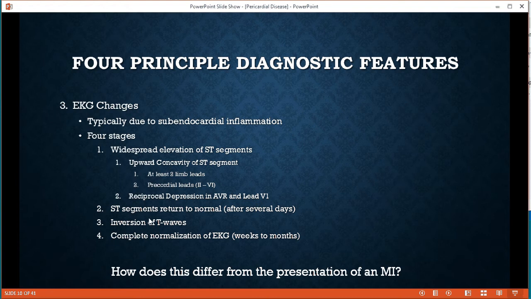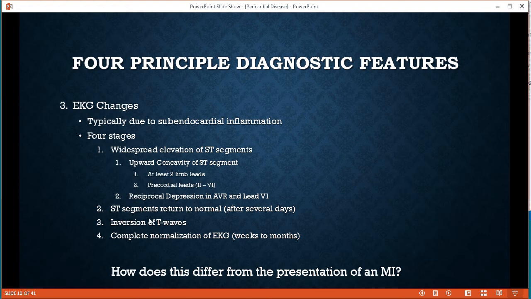It's reflective of inflammation. So the 4 stages you're going to see are, number 1, widespread ST elevation across the EKG, and it's going to be fairly uniform across the EKG. But the next question is, well, okay, I have ST elevation. How do I know that this is an MI versus pericarditis? Well, you have this concavity of the ST segment, okay? Well, what does that mean?